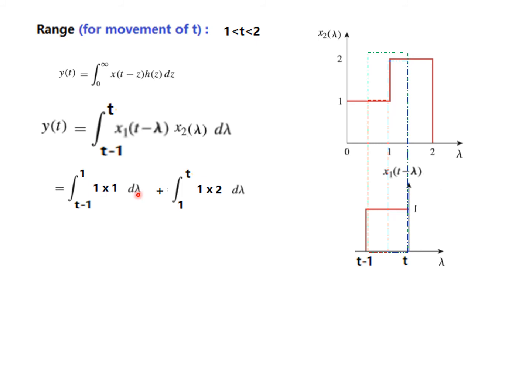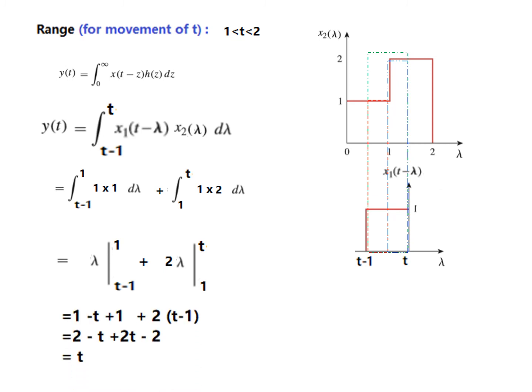Now in the first case, the area is multiplying 1 into 1, and in the second case, the area is multiplying 1 into 2. And now if you solve it, lambda here, 2 lambda, put in the limits, and putting in the values, we get the answer t.